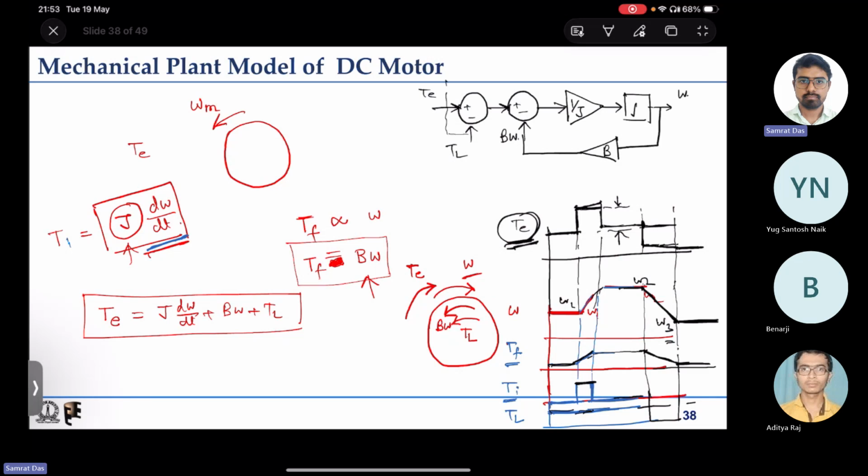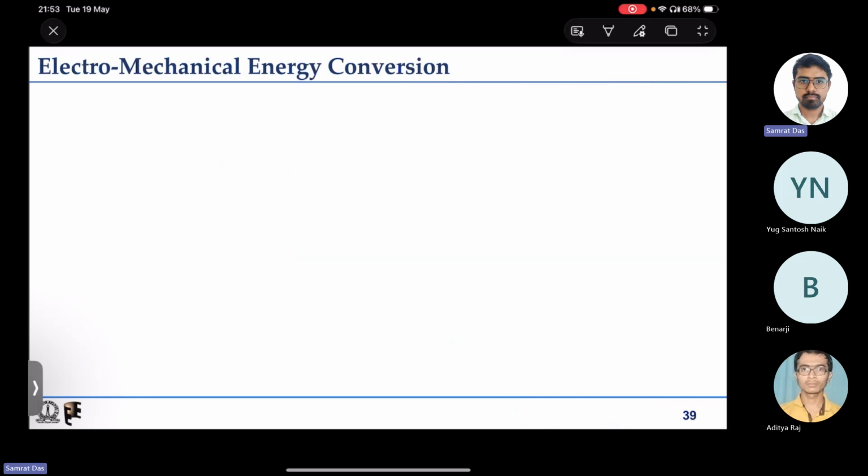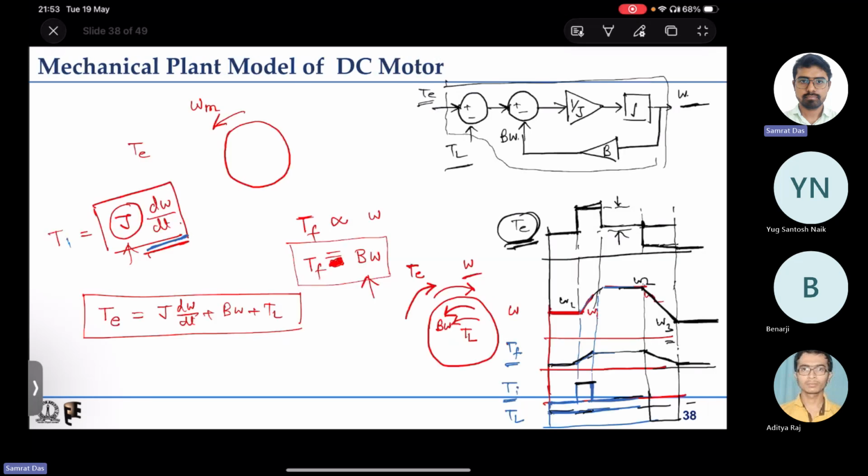So this is the mechanical plant, where we have electromagnetic torque as the input, load torque as one of the disturbance inputs, and speed as the output. So this is the mechanical plant model of the DC motor.